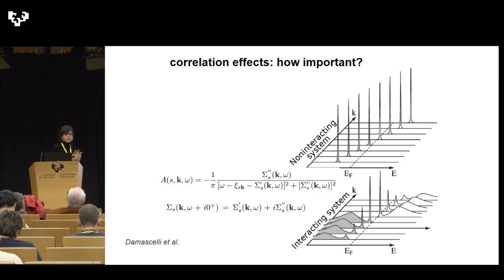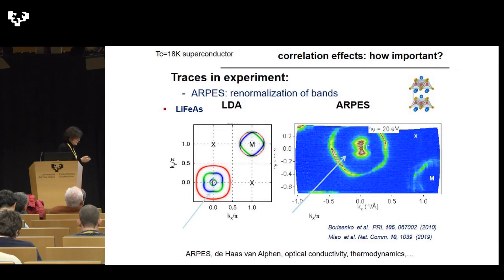As soon as you switch on interactions, and in this case I'm talking about electron-electron interactions, you are going to have a certain lifetime of your quasi-particles and also some transfer of spectral weight between your quasi-particle peak and what we call the Hubbard bands. We can express these features in terms of self-energies, which contain the information of the electronic correlations, the electronic interactions in your system. Now, a method that has been rather successful to describe these features is dynamical mean field theory.